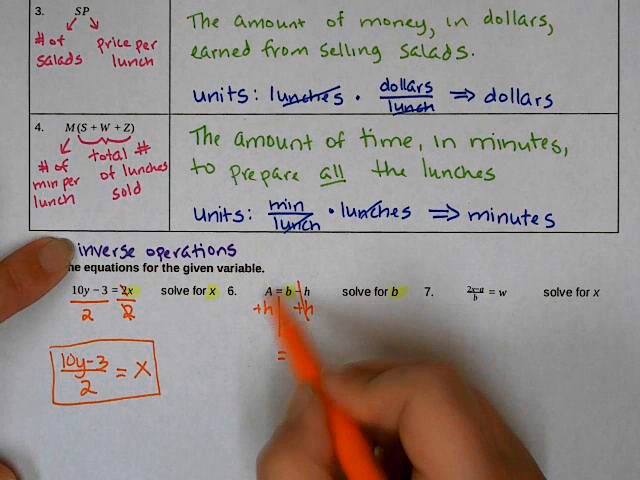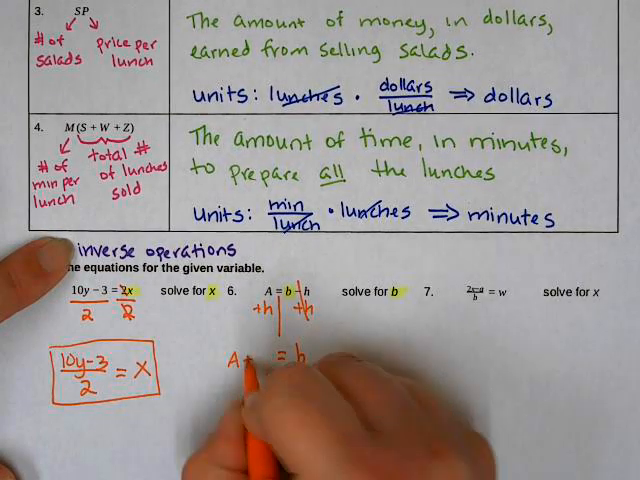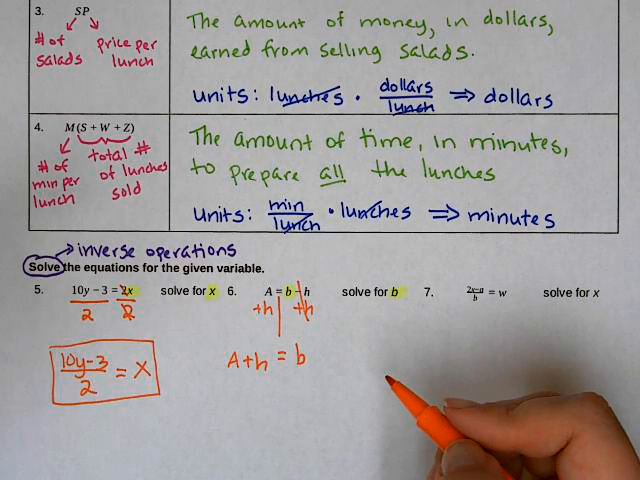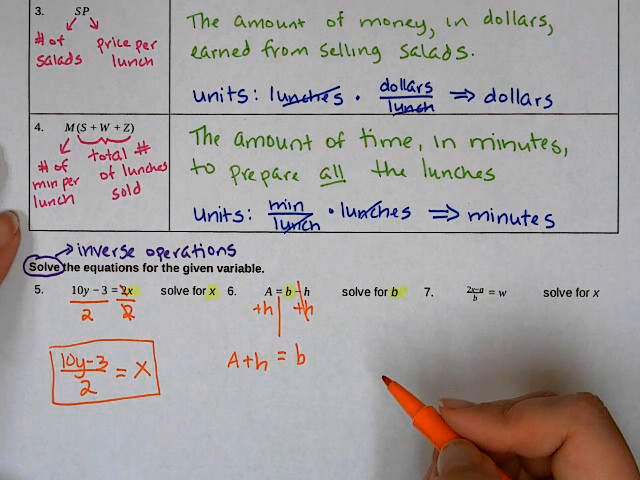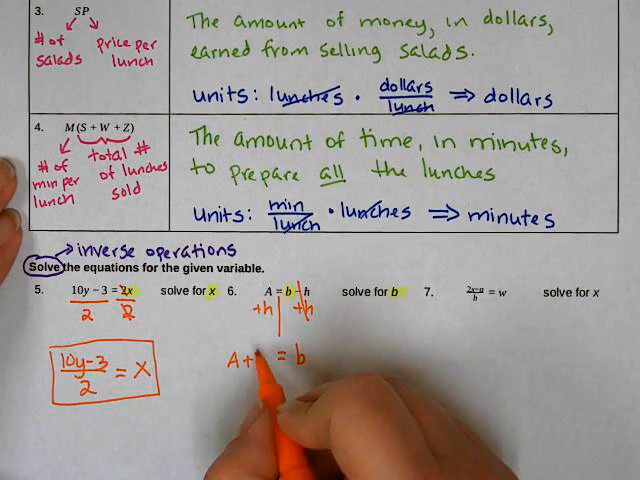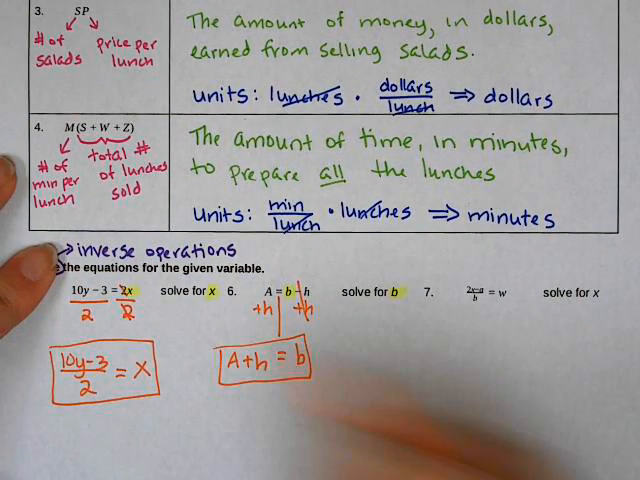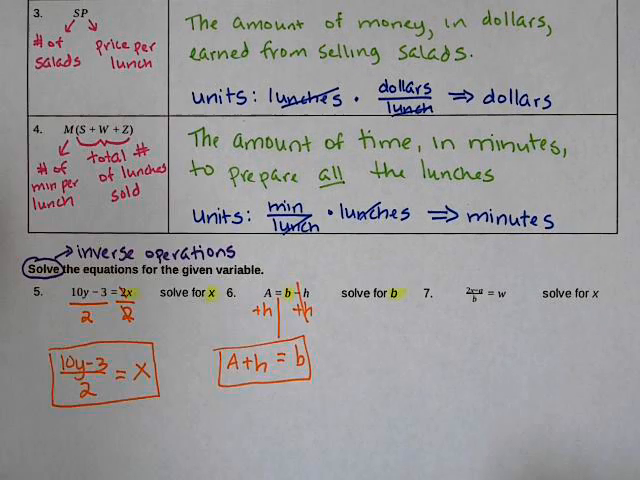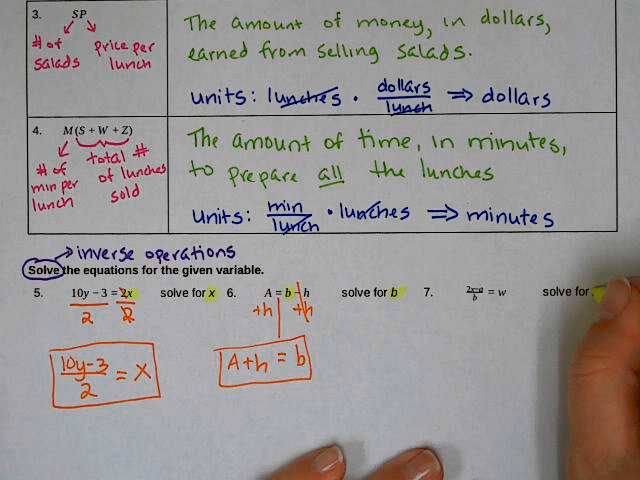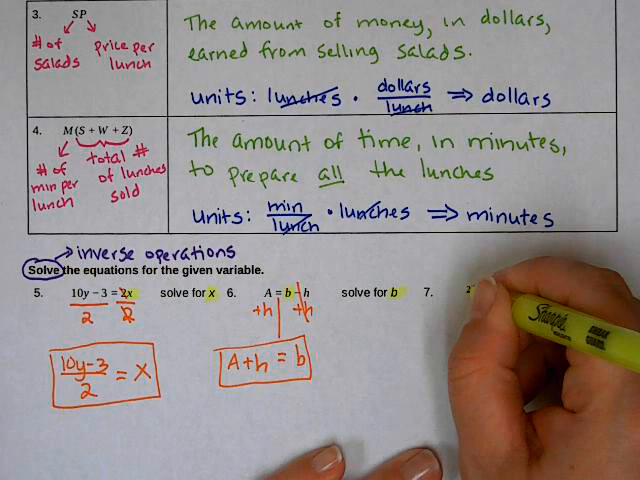Over here, I have a plus h. I don't know what that is because I don't know what a is and I don't know what h is. So there's no putting it together. I'm just going to rewrite it and then I'm done. Number 7 is a little bit more complicated. Number 7, we're solving for x, and there is a lot going on here.